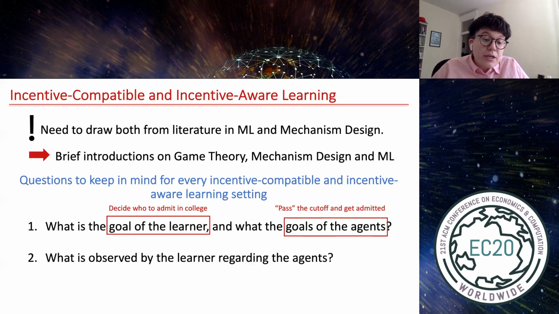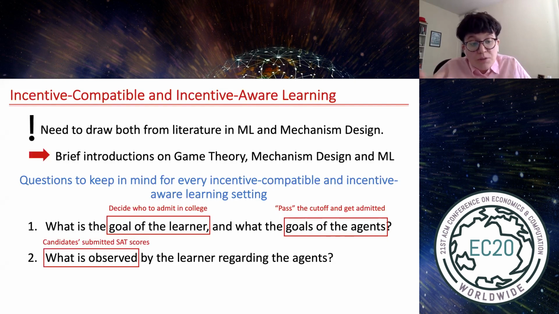The second question is, what is observed by the learner regarding the agents? What do I mean by that? Well, in the school's admission example, what is observed is only the candidate's submitted SAT scores. You are never able to observe how much time the candidate spent studying the material or the other hardships that the candidate had. You only get to observe the submitted SAT scores.